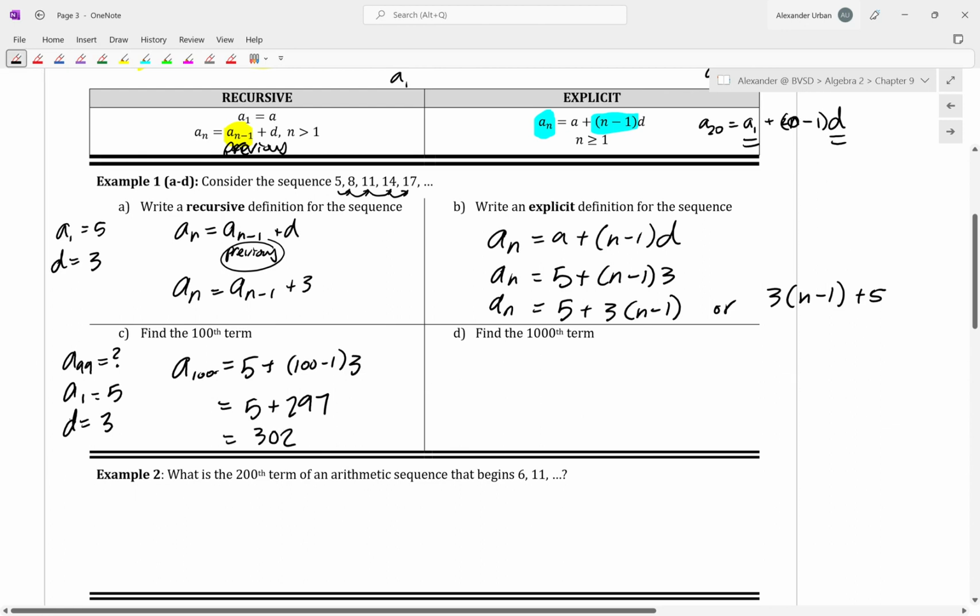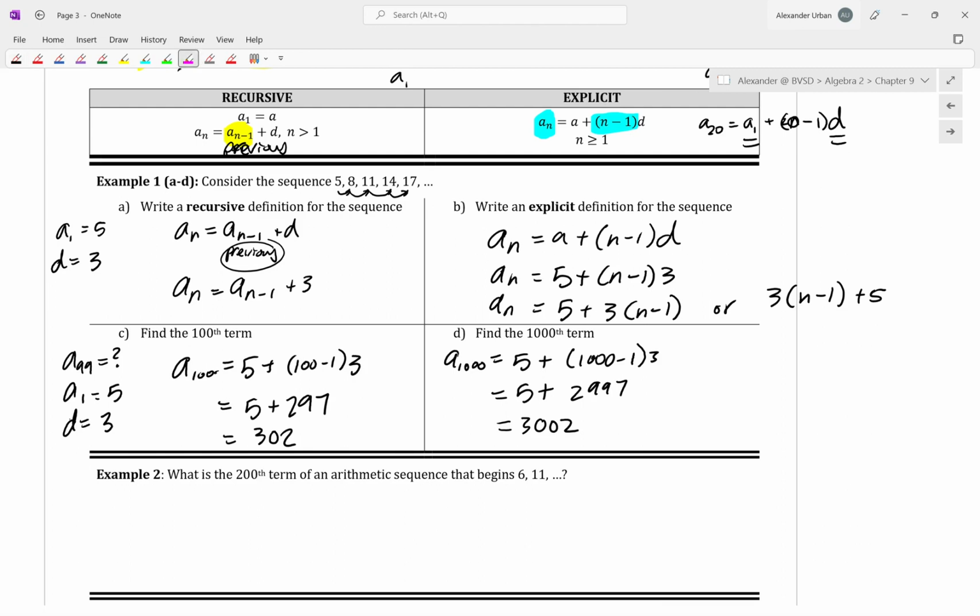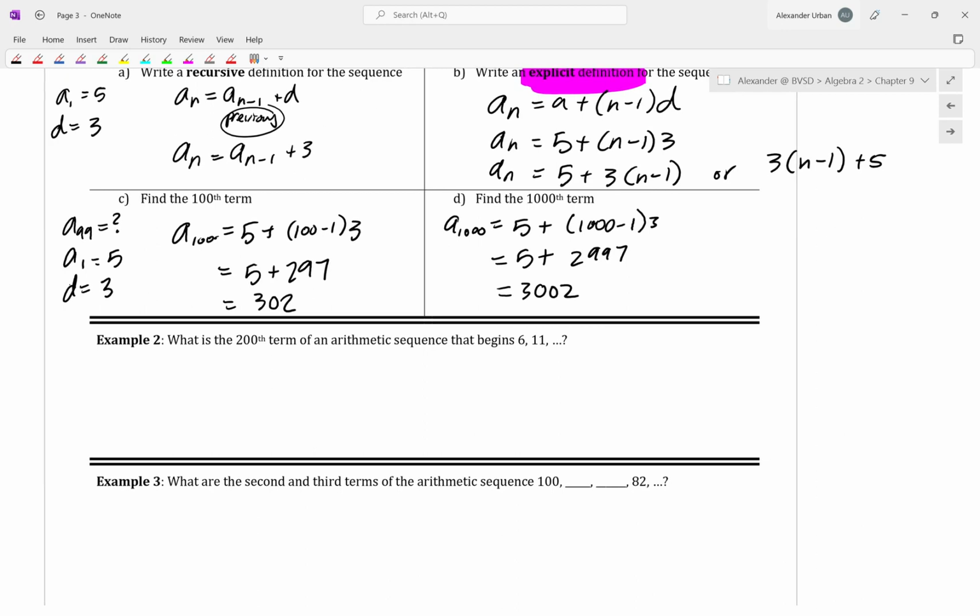To find the 1000th term, I use a sub 1000, and I'm going to have the same formula, 5 plus 1000 minus 1 times 3. So this is 5 plus 2,997, which will equal 3002. So you can kind of see what I'm doing here. I'm using the explicit formula to find missing terms or terms that I want to know. I can only use recursive if I know the previous term. It's useful for some things, but not for everything.